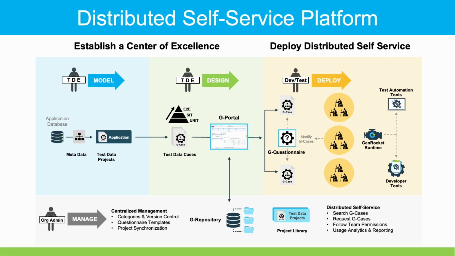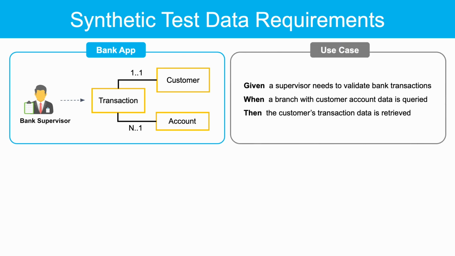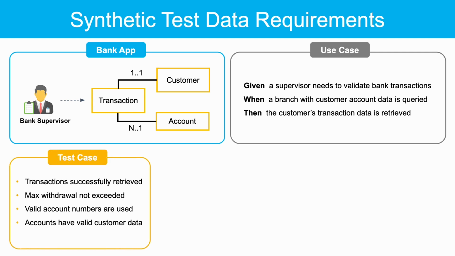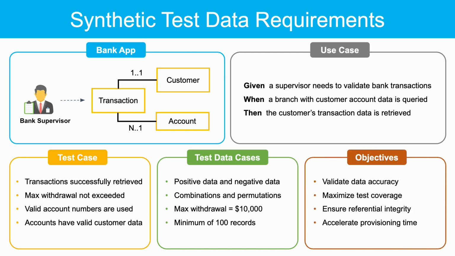So we want to get into a specific example now to bring this point home and show you a demo. Let's imagine a use case, a banking application. Let's say that a supervisor wants to validate bank transactions. They want to query customer transaction data. That scenario is captured as a given-when-then use case, and the test cases are designed. And of course, specific data is needed in test data cases to map to those test cases, and then we can meet the objectives of that.